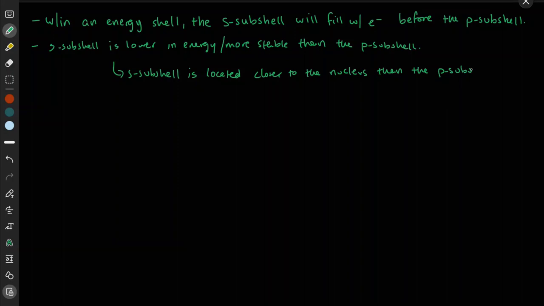So similar to how the first shell of electrons is going to be more stable than the second and the third, because it's the closest to the nucleus, within an energy shell, let's say within the second energy shell that contains both S and P subshells, the S subshell is going to be lower because it's actually going to be closer to the nucleus than the P subshell. Because of that, the S subshell will fill first with electrons before the P subshell will. Okay, that's an important distinction.